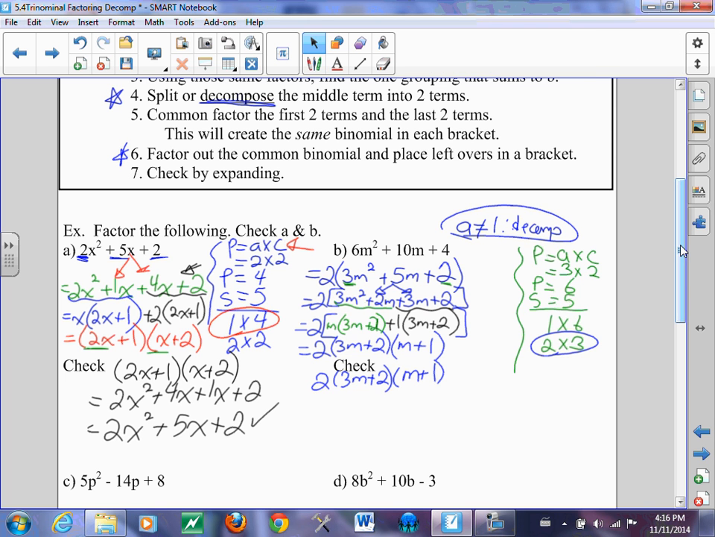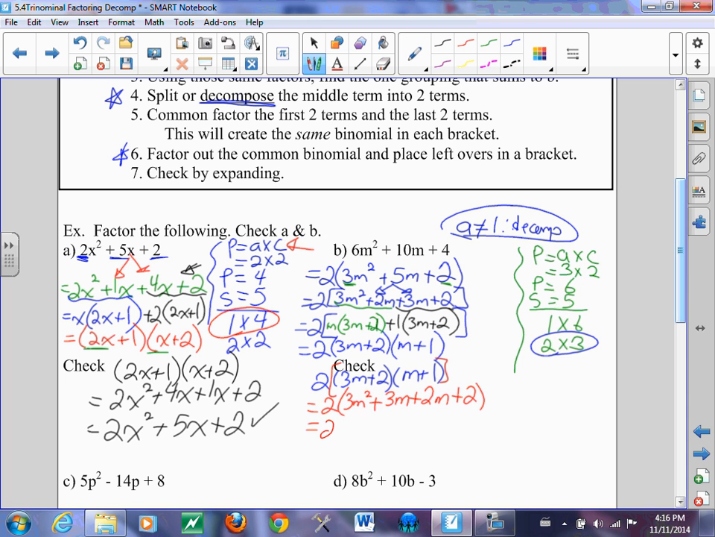careful here, folks, in your method. You want to probably do the FOIL first. Okay, so leave the 2 out front. So it's going to be first, which is 3m squared, outside, which is plus 3m, inside, which is plus 2m, and last, which is plus 2. Collect like terms inside the bracket, so 3m squared plus 5m plus 2, and distributive law, the last one out, so 6m squared plus 10m plus 4.